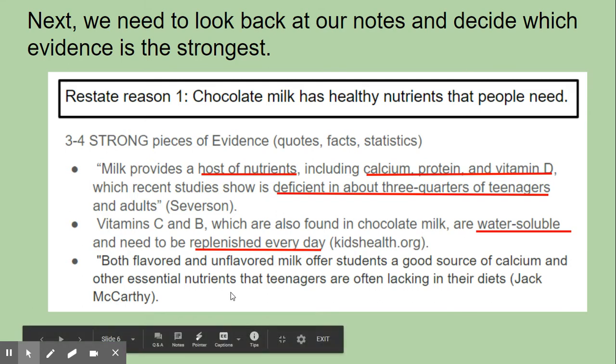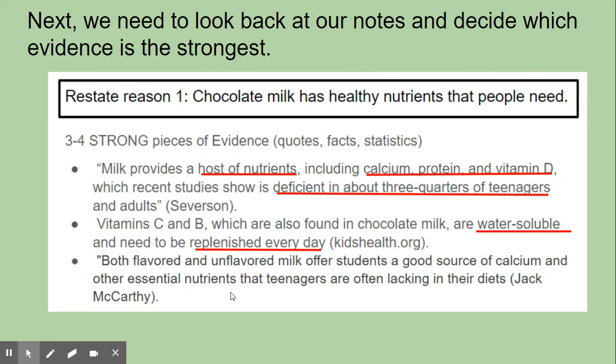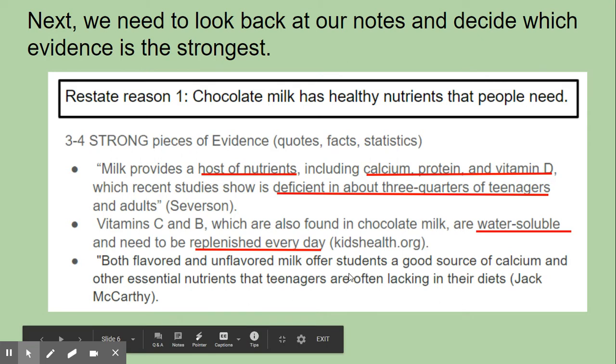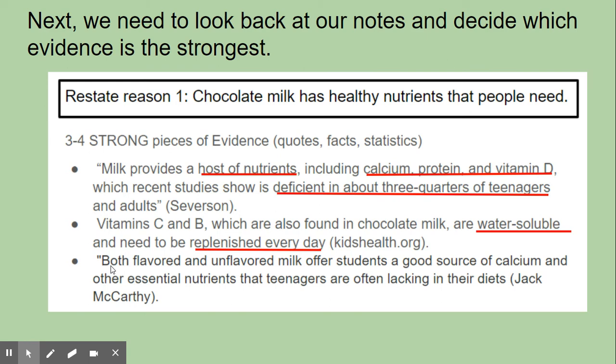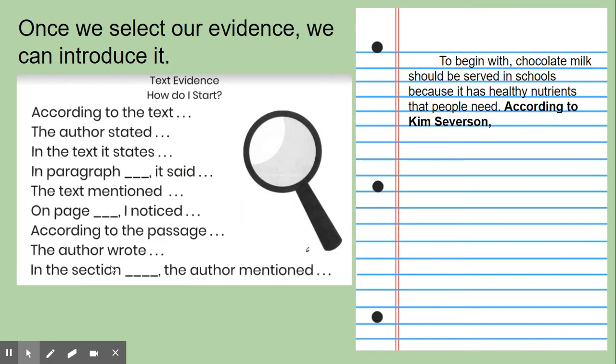Finally, down here for this quote, I didn't underline anything new. I said both flavored and unflavored milk offer students a good source of calcium and other essential nutrients that teenagers are often lacking in their diets. I didn't pick anything from this particular quote because I think it is very similar to our first quote by Severson. So I think it would just be repeating, and it wouldn't do too much to build our argument here.